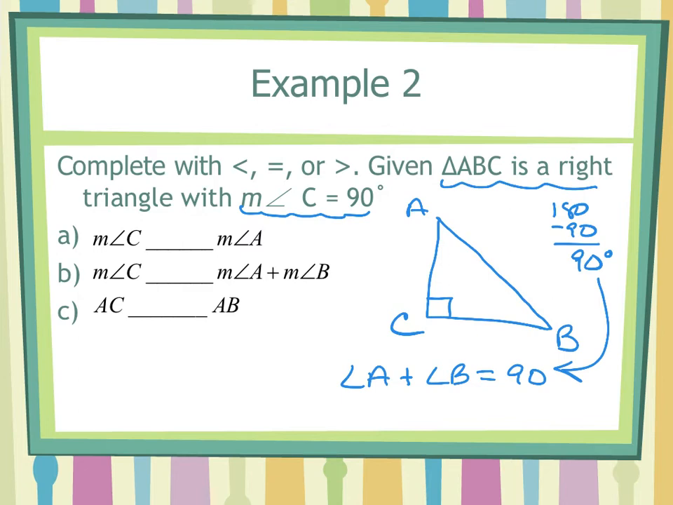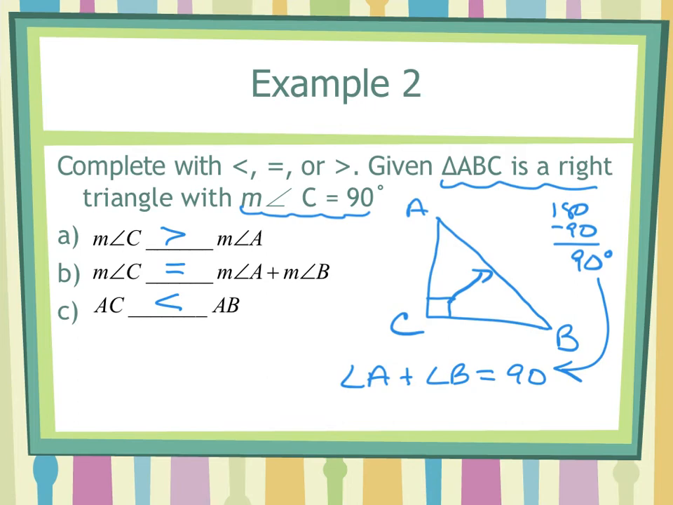So I know that angle C, when it's a right triangle, is always going to be the biggest angle, and the biggest side is this hypotenuse. So angle C is the largest angle in a right triangle, and it's going to be greater than either A or B. And then I know that angle C is 90, and I also know that angles A plus B are also 90, so this one's equal to. And then the last one, since angle C is the biggest angle in the triangle, I know that side AB is the biggest side. It's the hypotenuse.